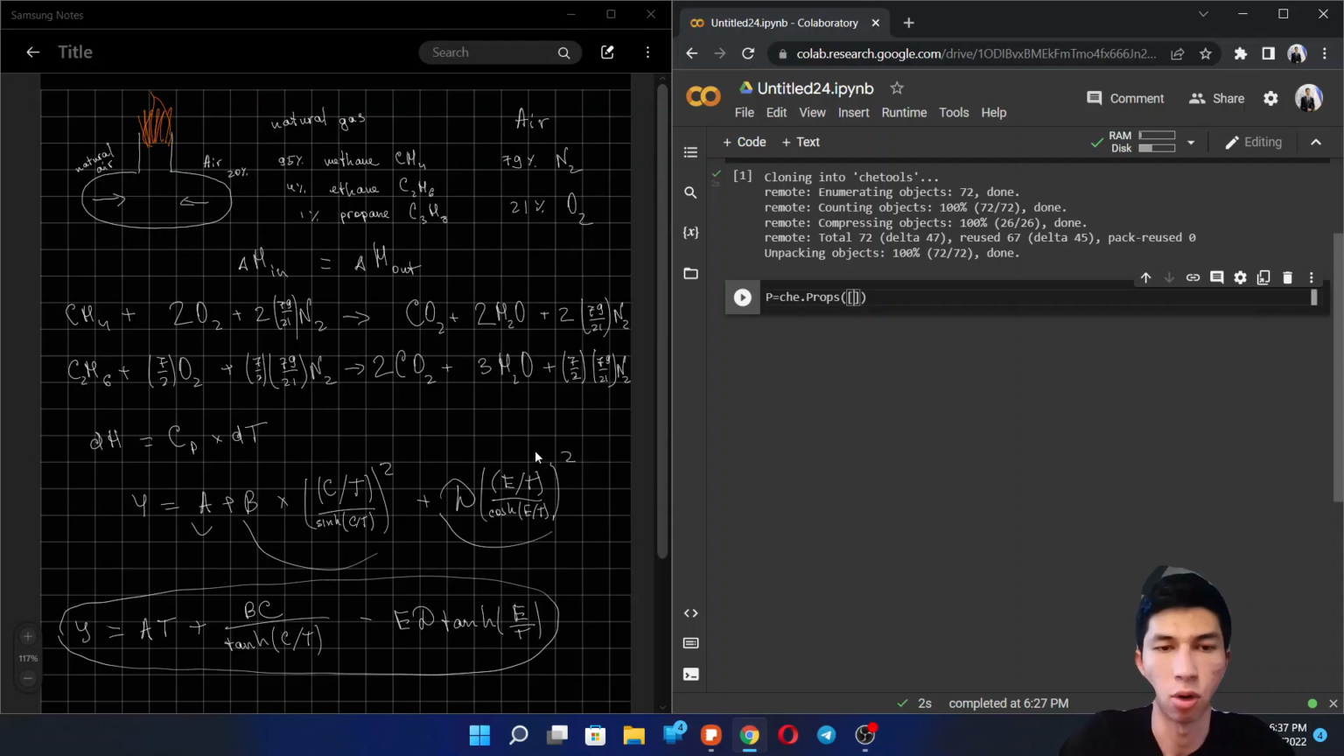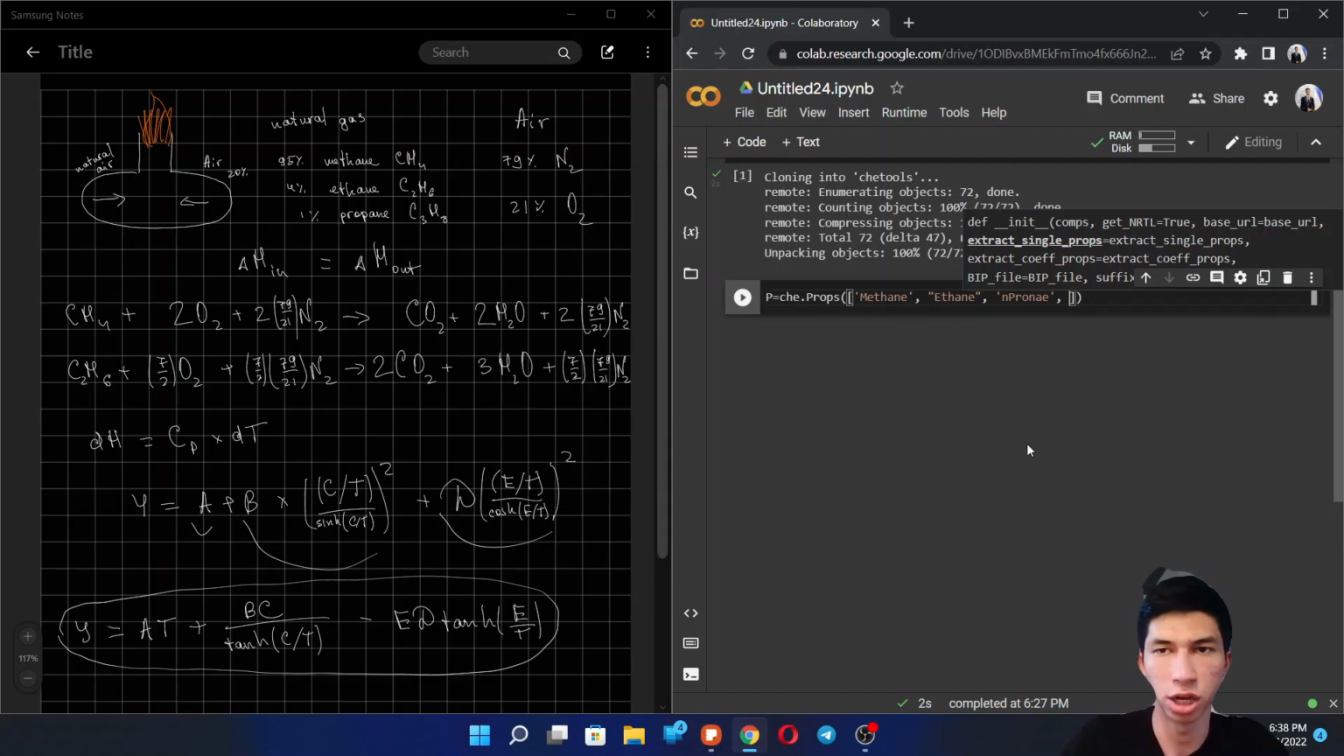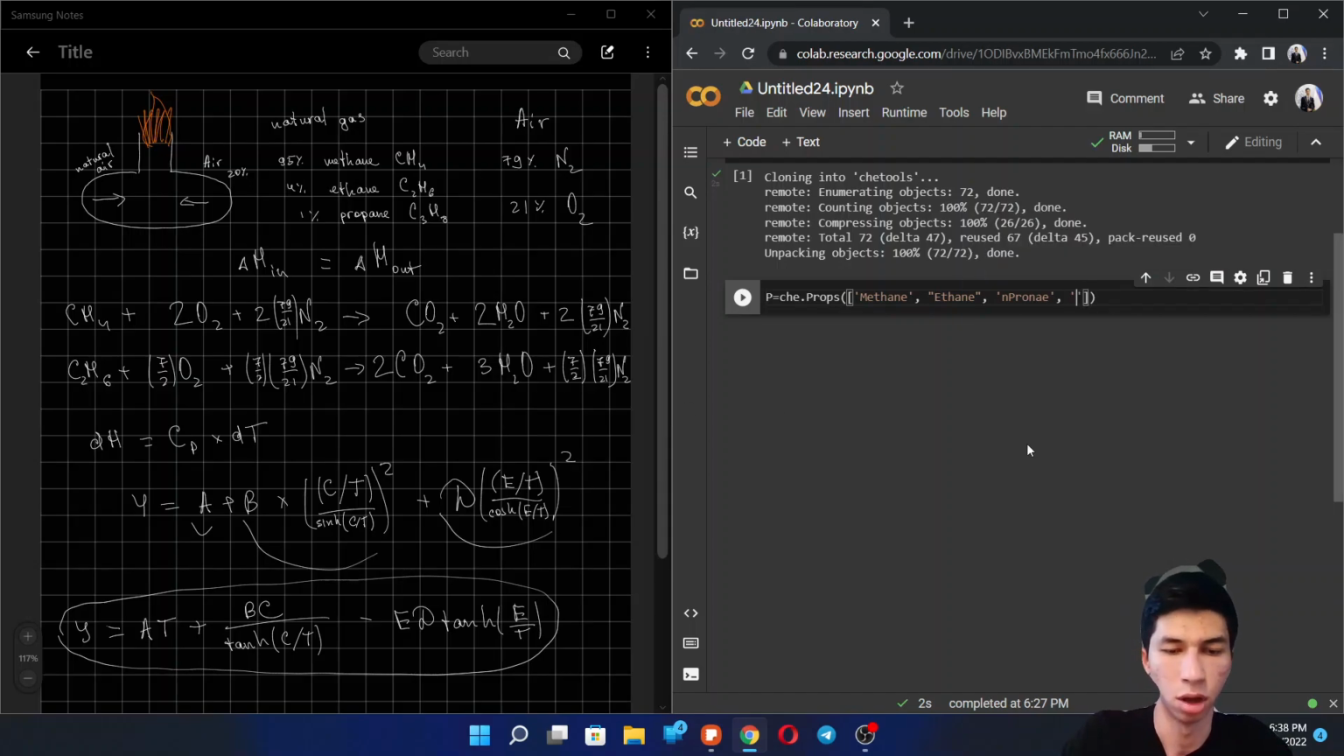We need to have an array for all the compounds. So what compounds do we have? We have methane, right? And we have ethane, and propane, right? What else do we have? So we have oxygen and nitrogen.